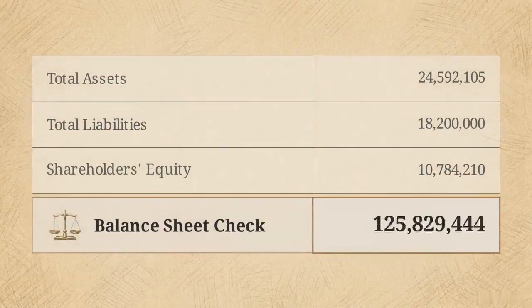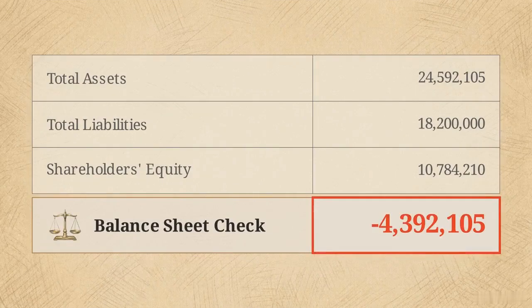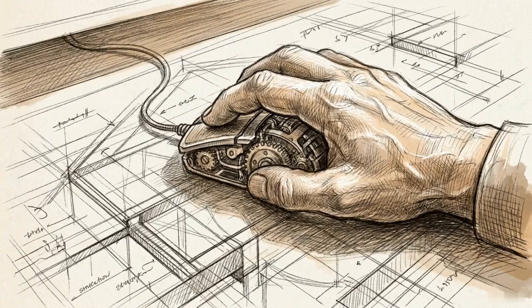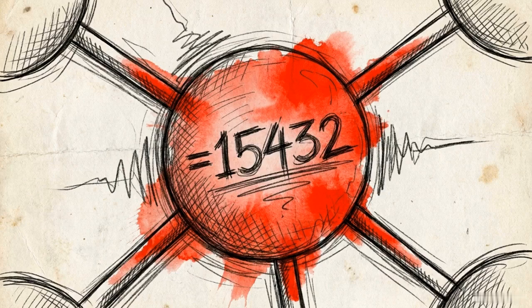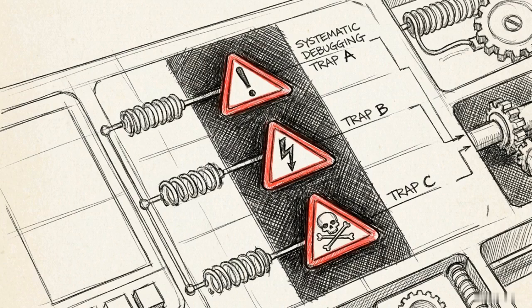When you complete the linkages and the balance sheet check cell returns a massive, uneven number instead of zero, the pressure to force the math to match is immense. Resist the urge to use a plug. Inserting an arbitrary number to balance the sheet instantly destroys the mathematical integrity of the entire forecast, rendering your analysis useless. Systematic debugging starts with identifying common traps.